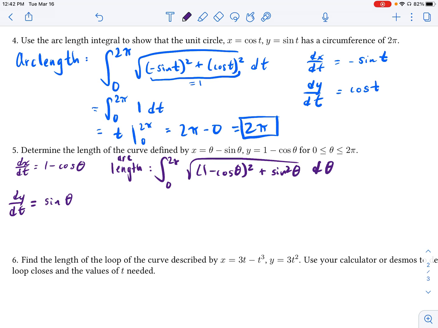And then from here, we can actually just put that into our calculator. Again, if you can do it by hand, awesome. But what you should find once you do all that is your arc length is equal to 8.